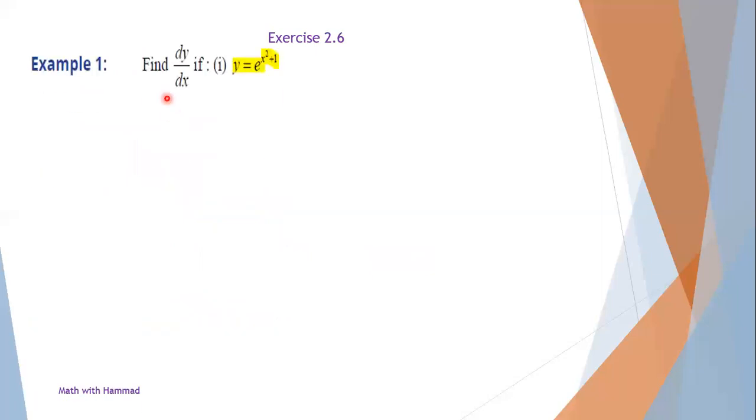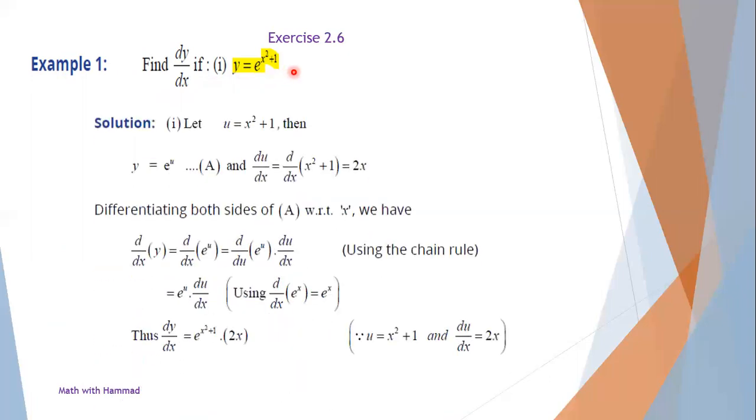Now we will move to example number 1. Find dy by dx if y is equal to e raised to power x square plus 1. Let u be equal to x square plus 1. So this will become y is equal to e raised to power u.